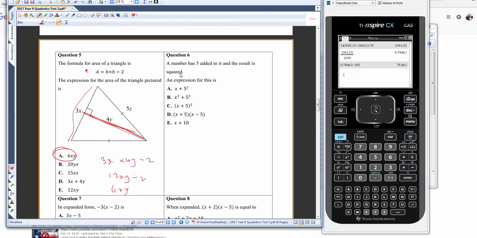Got one there. A number has 5 added to it, and the result is squared. So x has 5 added to it first, and the result is squared. That one.